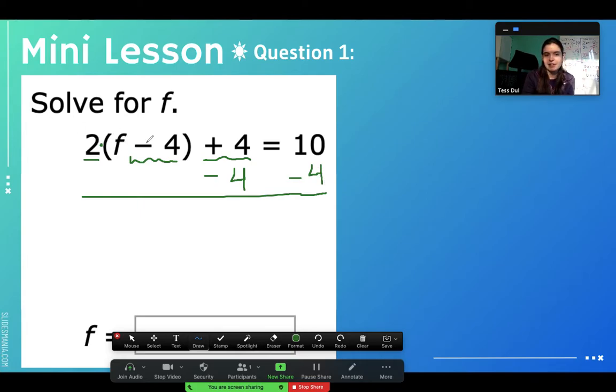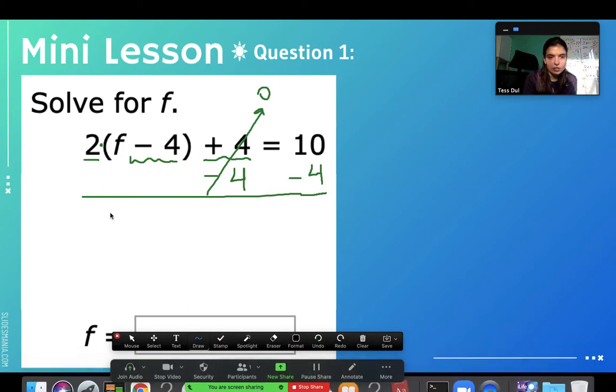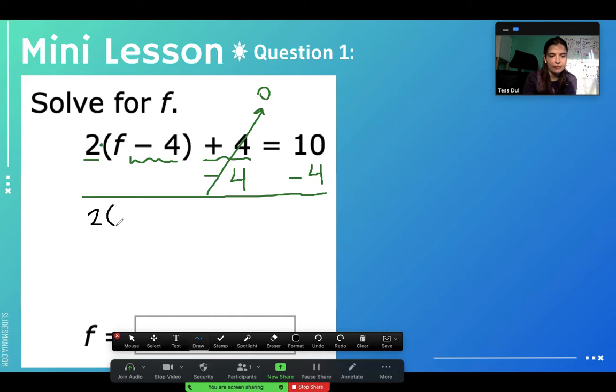So 2 times the quantity f minus 4. This is like its own term, and it's got an f involved. So I can't combine the 4 with this. But I can combine these 2 terms. These are like terms because they're both numbers with no variables involved, and they're not restricted by parentheses. So when we have 4 minus 4, that just gives us 0. So it's like adding 0. So that part goes away, and we're left with 2 times the quantity f minus 4 equals, what's 10 minus 4? That would be 6.